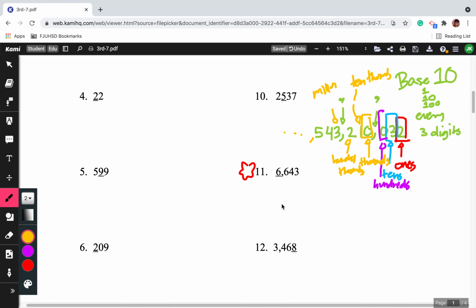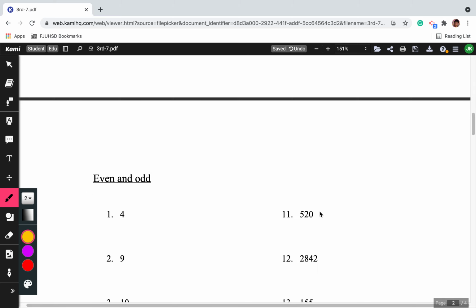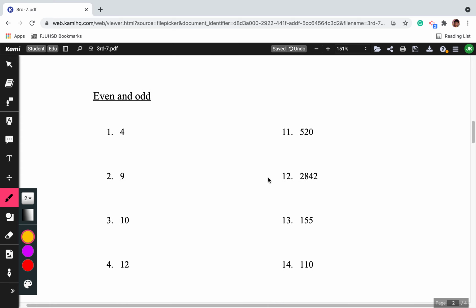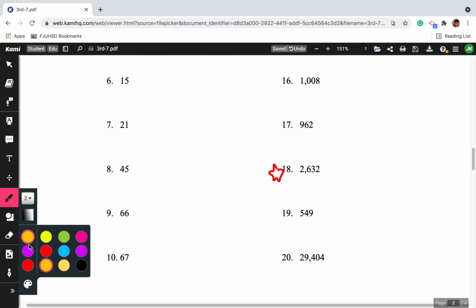So for this example, the first 6 right here is underlined. And we're looking for that placement. And this is going to be the thousands. This is the ones, tens, hundreds, thousands. And yeah, okay.